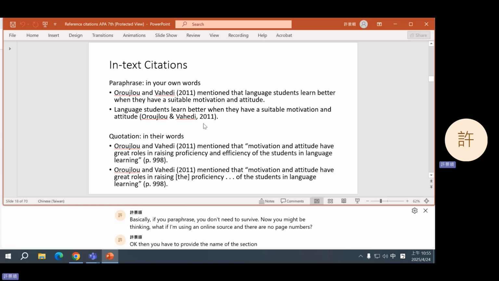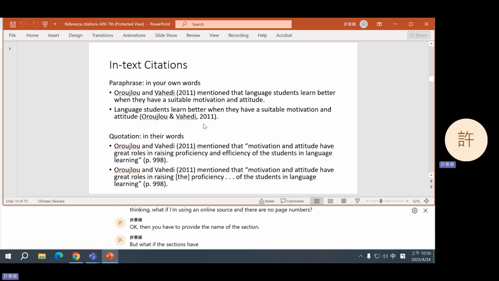But what if the sections have no names? Then you have to count paragraphs. You have to give me the location of the quotation.